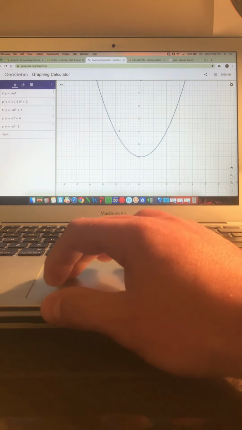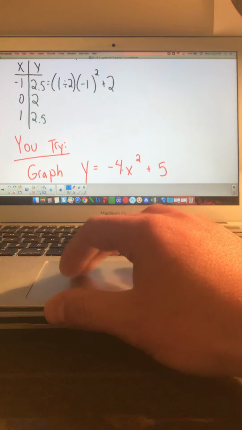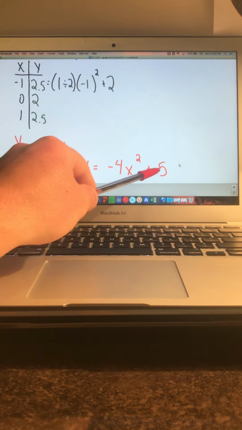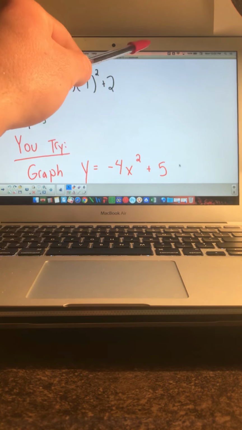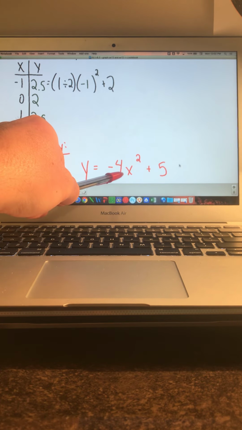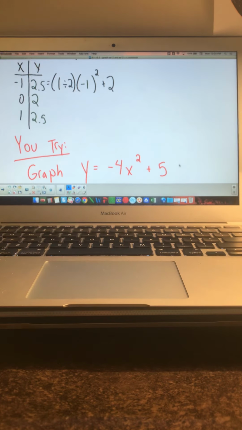All right. You're going to give this one a go. Rock out. You're making your x and y chart. -1, 0, 1. Boom, plugging it in. As you're working on it, you can kind of have an idea already. +5, it's going to be moved up 5 units. The -4 x squared, it's negative, so it's going to open down. The 4 is going to be a little narrower.